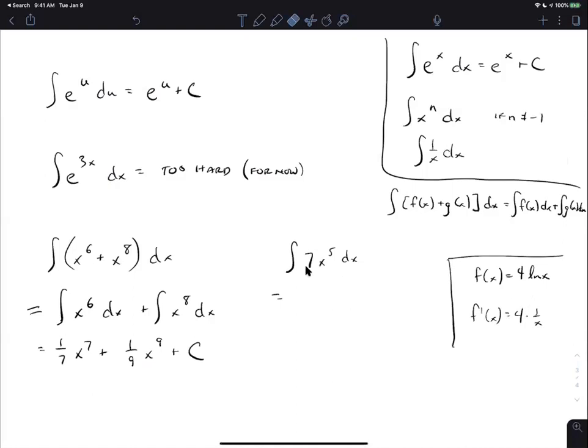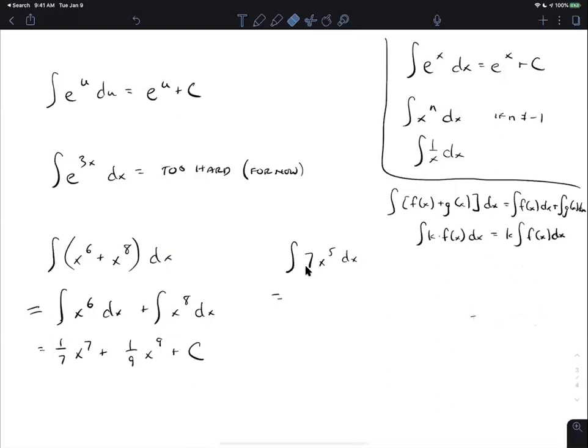And so the rule we write is that the integral of k times f of x dx, a constant k times f of x dx, you can pull the constant out. And that's the reverse of when you have a constant multiple for derivatives, it just sits there. So when you have a constant multiple for integrals, it just sits there. So we can pull the 7 out.